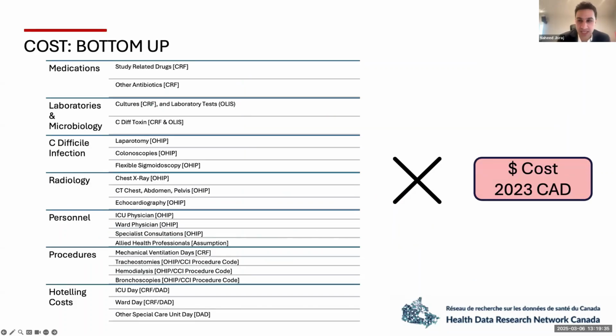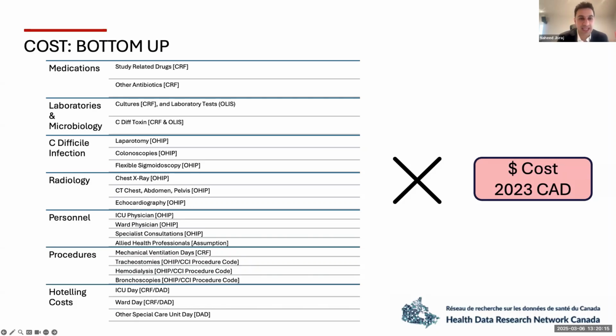Well, what we did is we looked at the previous literature and we developed a line item list of potential cost drivers that might exist within an individual stay and directly related to the intervention itself. So we created a very long list, and then we worked as a team to pare it down. That included categories such as medications, laboratory and microbiology, C. diff infection, radiology, the cost of the personnel working in each of the units, procedures that an individual might have undergone, and hoteling costs.